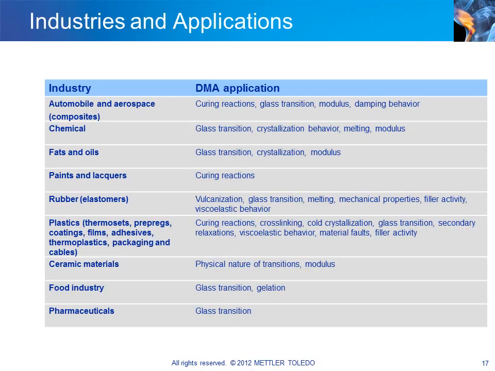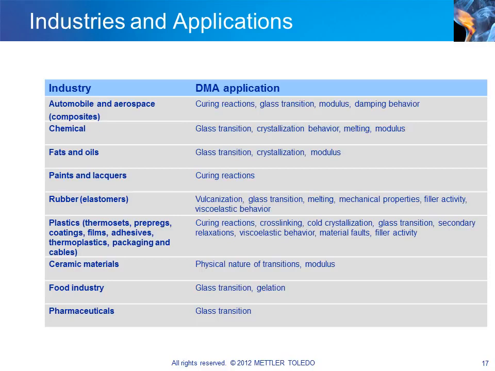DMA has numerous potential applications and can be used in practically all industries. The summary in this slide shows that DMA studies are mainly used for the measurement of glass transitions, for investigating the curing reactions of thermosets and elastomers with regard to process optimization, or for studying damping behavior. Furthermore, modulus values can be determined.